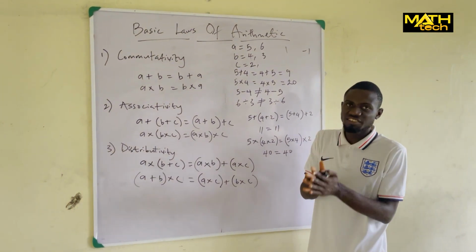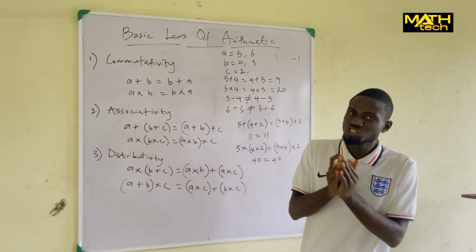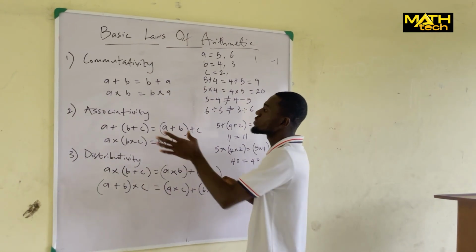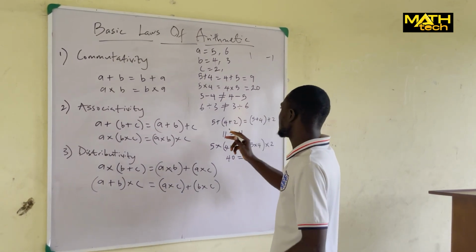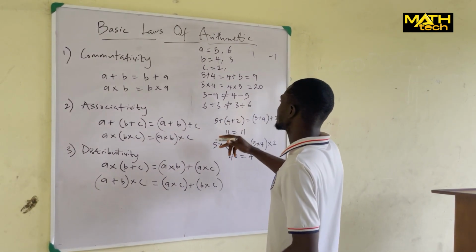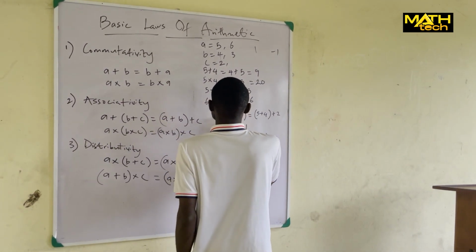Now it still stands that subtraction and division are not operators under the associative law. In the sense that here we are having minus plus. Let's make our plus what? Minus. Let's make our plus minus.